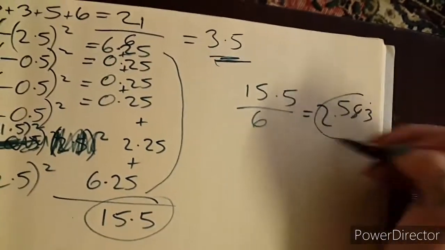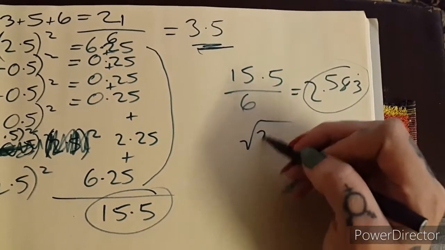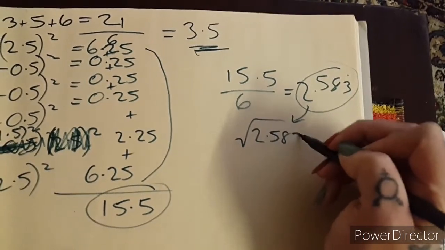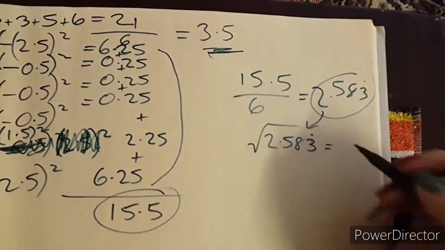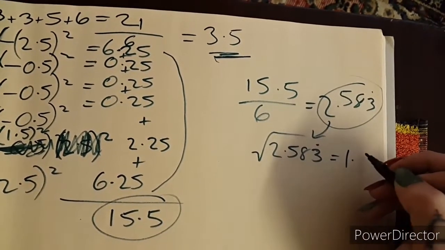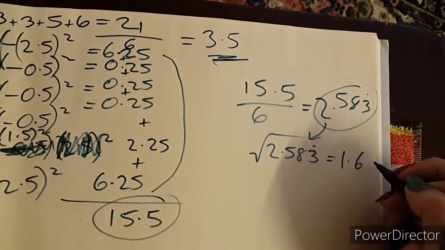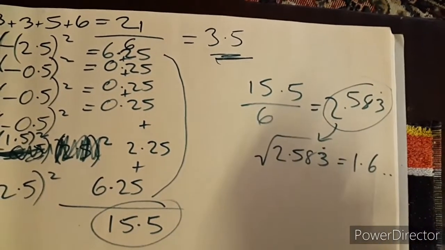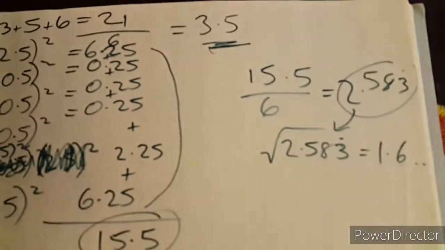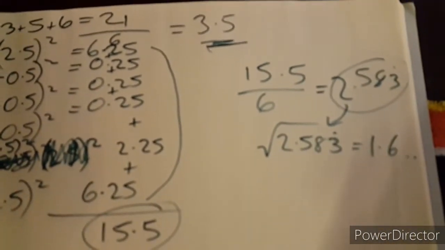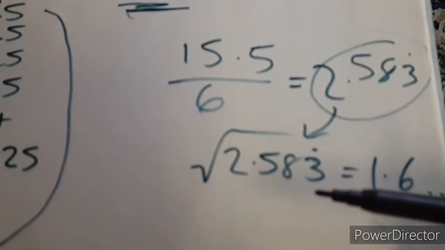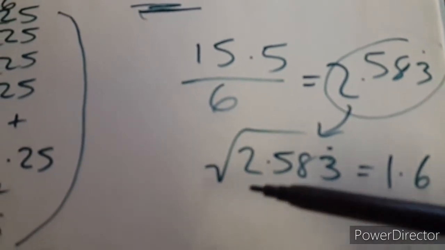And then this, you actually have to square root that number. So 2.583. And that gives you the value of 1.607275128. But we'll just say 1.6 for now. And this number here, the 2.583 recurring, this is called the variance.